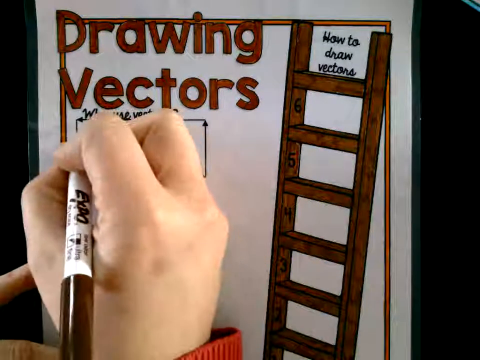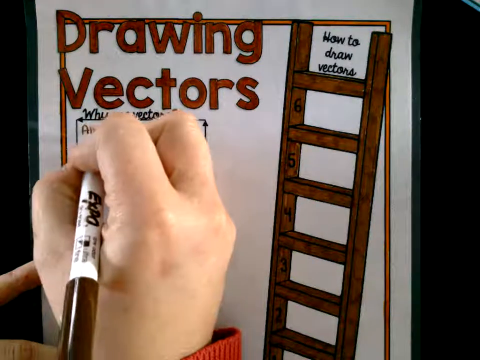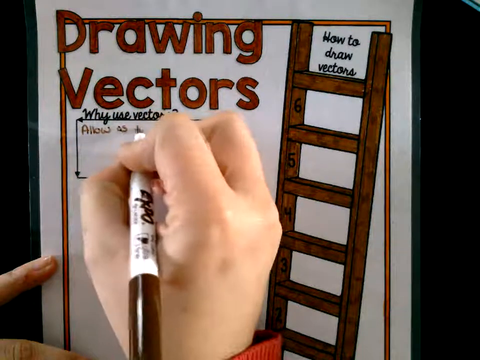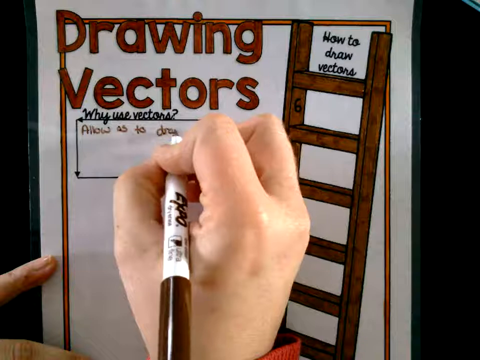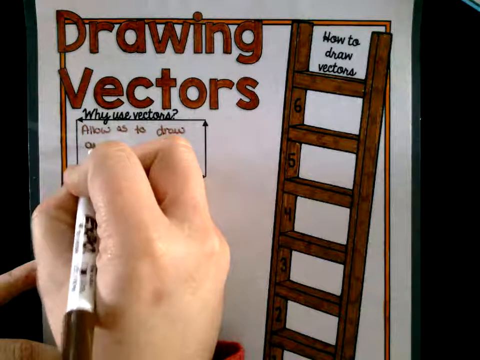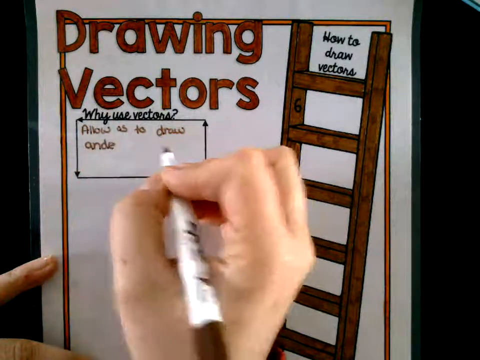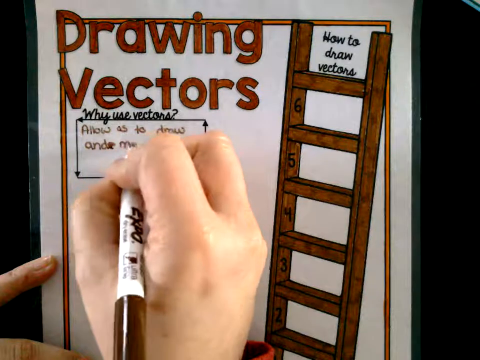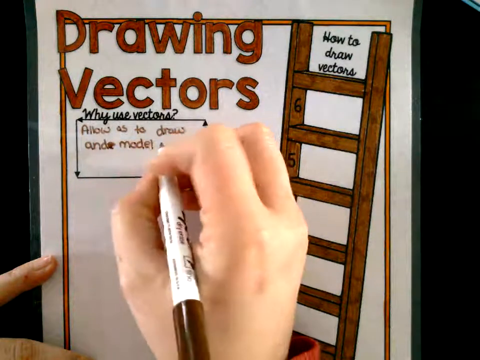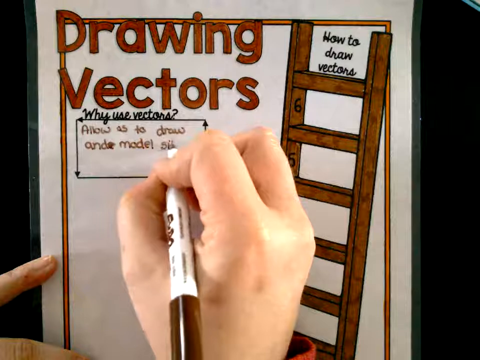So we use vectors because vectors allow us to draw and model situations in multiple dimensions.